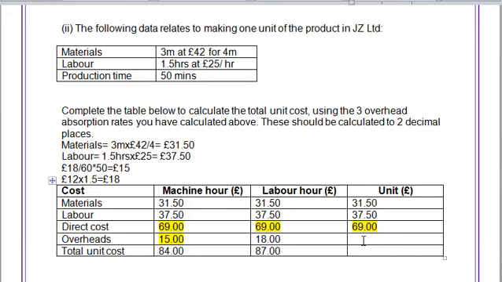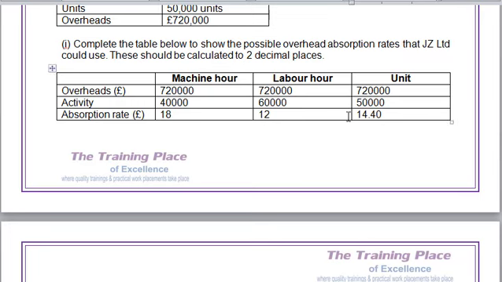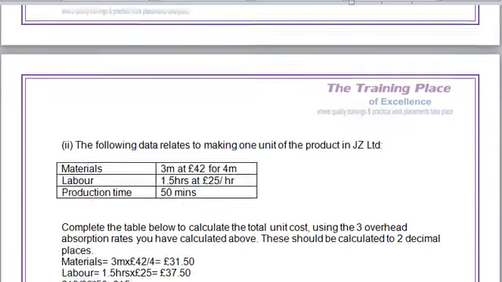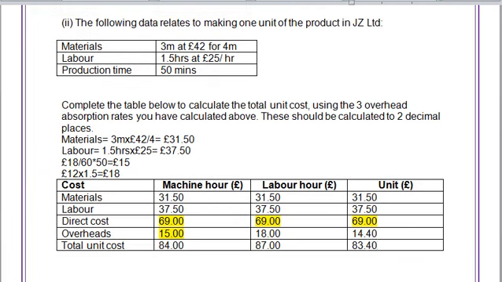For units of production, you are literally going to pick up the entire unit of production amount that you calculated, because that is calculated per unit. So we are saying from the table above that for every unit you make, add £14.40 for overheads. So I've literally picked up the entire £14.40 and plugged it in there.